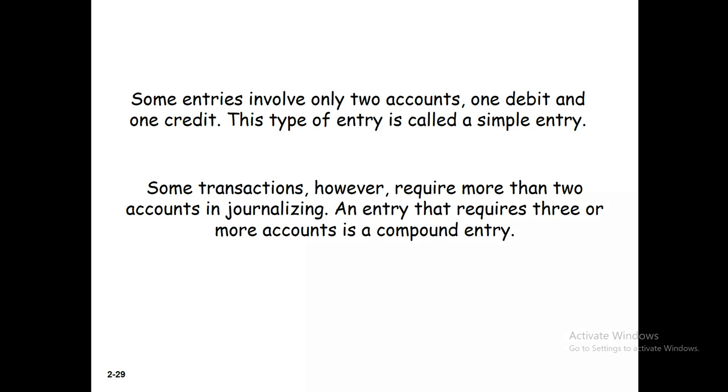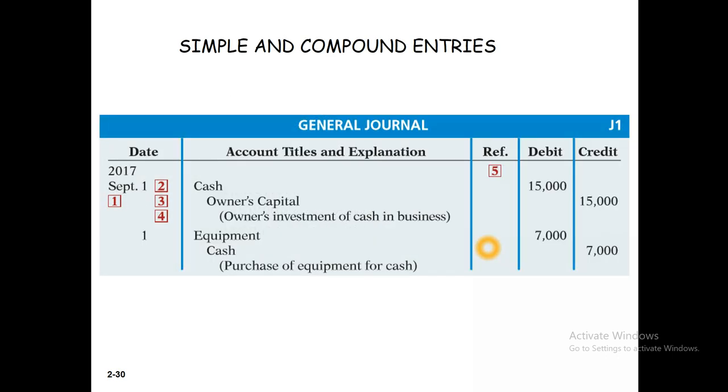And what is a simple entry? A simple entry means when there are two accounts, one debit and one credit. Some entries involve only two accounts, one debit and one credit. We call this a simple entry. And another one is the compound entry. That means some transactions, however, require more than two accounts in journalizing. We call this the compound entry. So we can show an example.